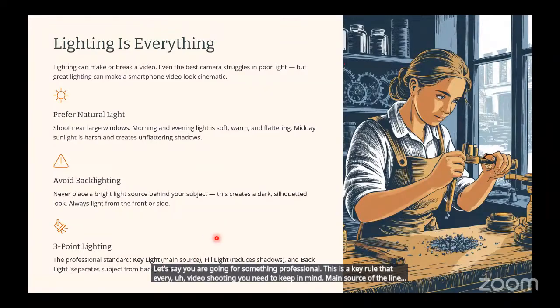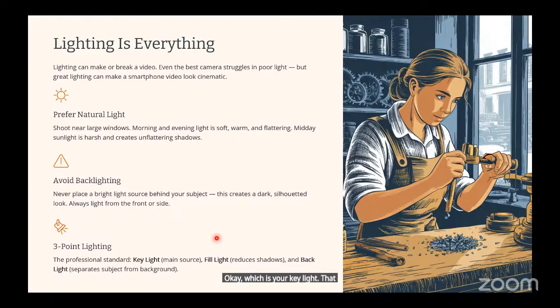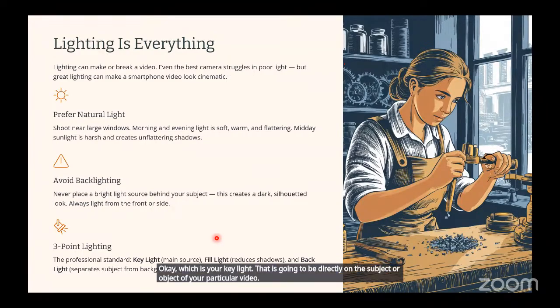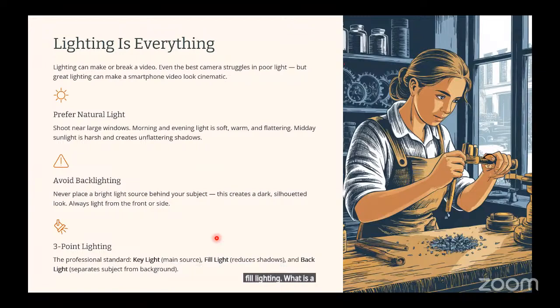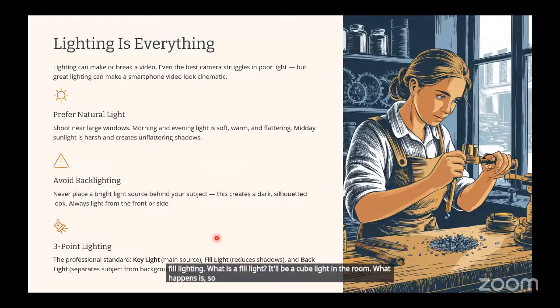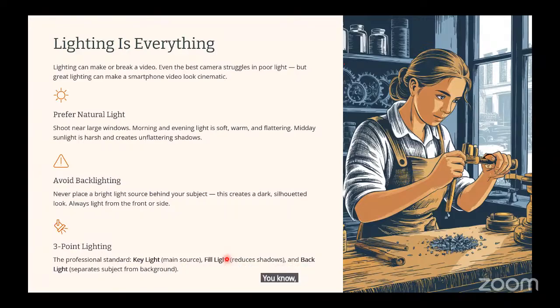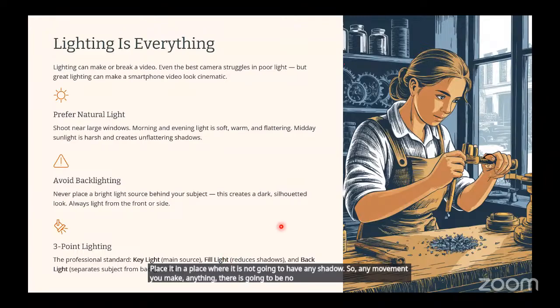The main source of the light, which is your key light, is going to be directly on the subject or object of your particular video. Fill lighting. What is a fill light? It will be a tube light in the room. So your key light could be a flash. Your fill light is the tube light in your room. What this does is reduce the shadow. If the light is right above you, place it where it is not going to cause any shadow. So any movement you make, there is going to be no shadow.